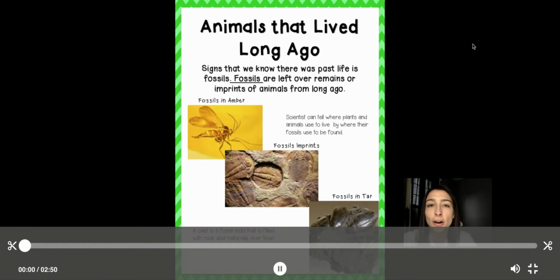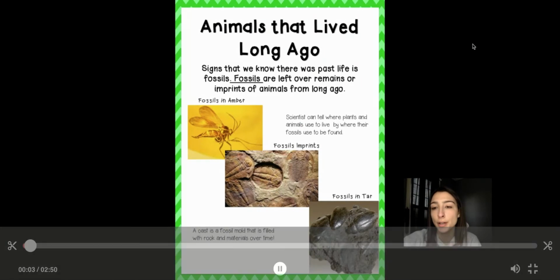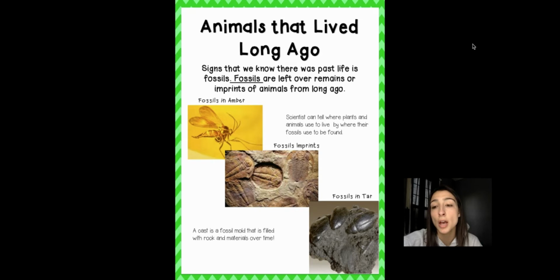Boys and girls, for our last lesson in science before we go into our test, we have animals that lived long ago. Signs that we know that there was past life is that the fossils can teach us a lot. They tell us about the different shapes of the animals, the kinds of bones that they had, where they lived, what they ate, and also how they compare to the animals that are now with us on Earth.